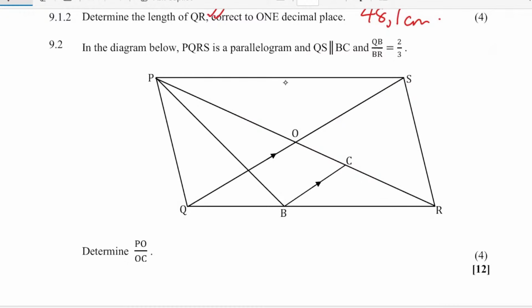And then 9.2. In the diagram below, PQRS is a parallelogram, meaning that this is parallel to this, and this is parallel to that. Can we determine PO over OC? So how does that relate? Number one, did they give us any numbers? Yes, they gave us some ratios, where they told us that QB over BR is 2 to 3. That is 2x, and this should be 3x.